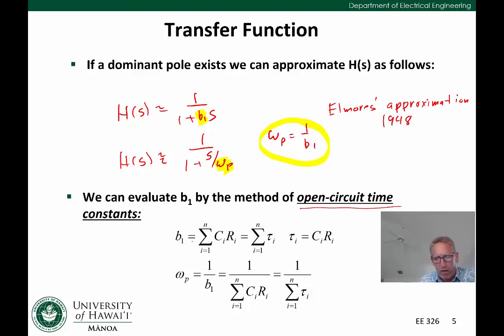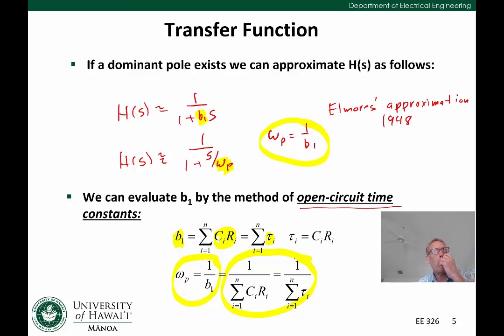And the way we calculate B1 is we sum up this combination, these RC products, and we sum them up over all combinations. And so the question is, what RC products are we summing? So let's just assume we're going to sum R and C, and we can refer to each RC product as tau. If we sum all of these time constants, or tau, and then we invert that, we get this approximation for our low frequency pole. So the low frequency pole is essentially 1 over the sum of these RC products.